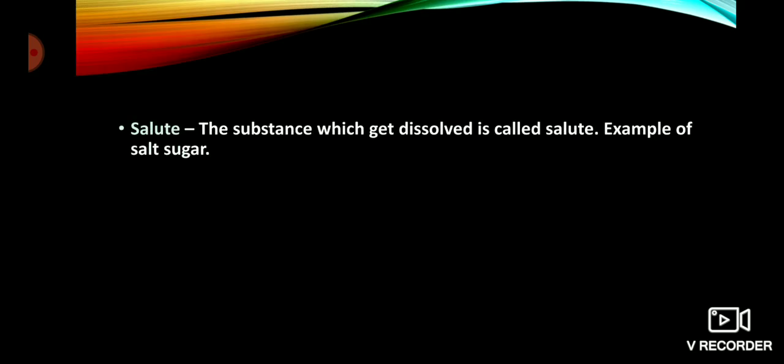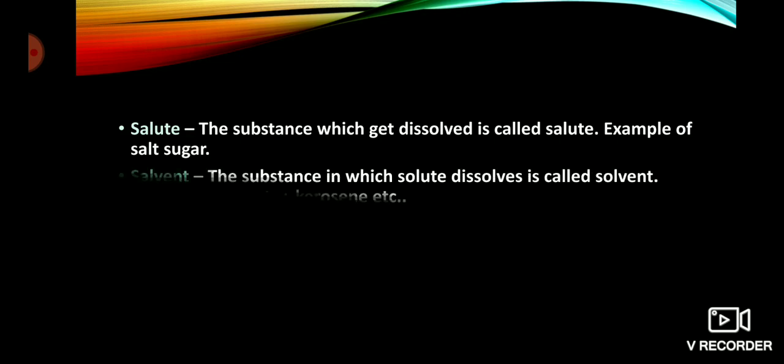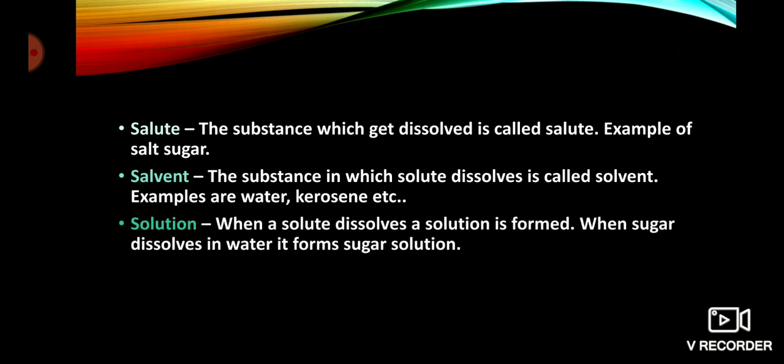So what is solute? The substance which gets dissolved is called solute. Examples: salt, sugar, glucose, etc. The substance in which solute dissolves is called solvent, like water, kerosene, petrol, oil, etc. And solution: when a solute dissolves in solvent, a solution is formed.